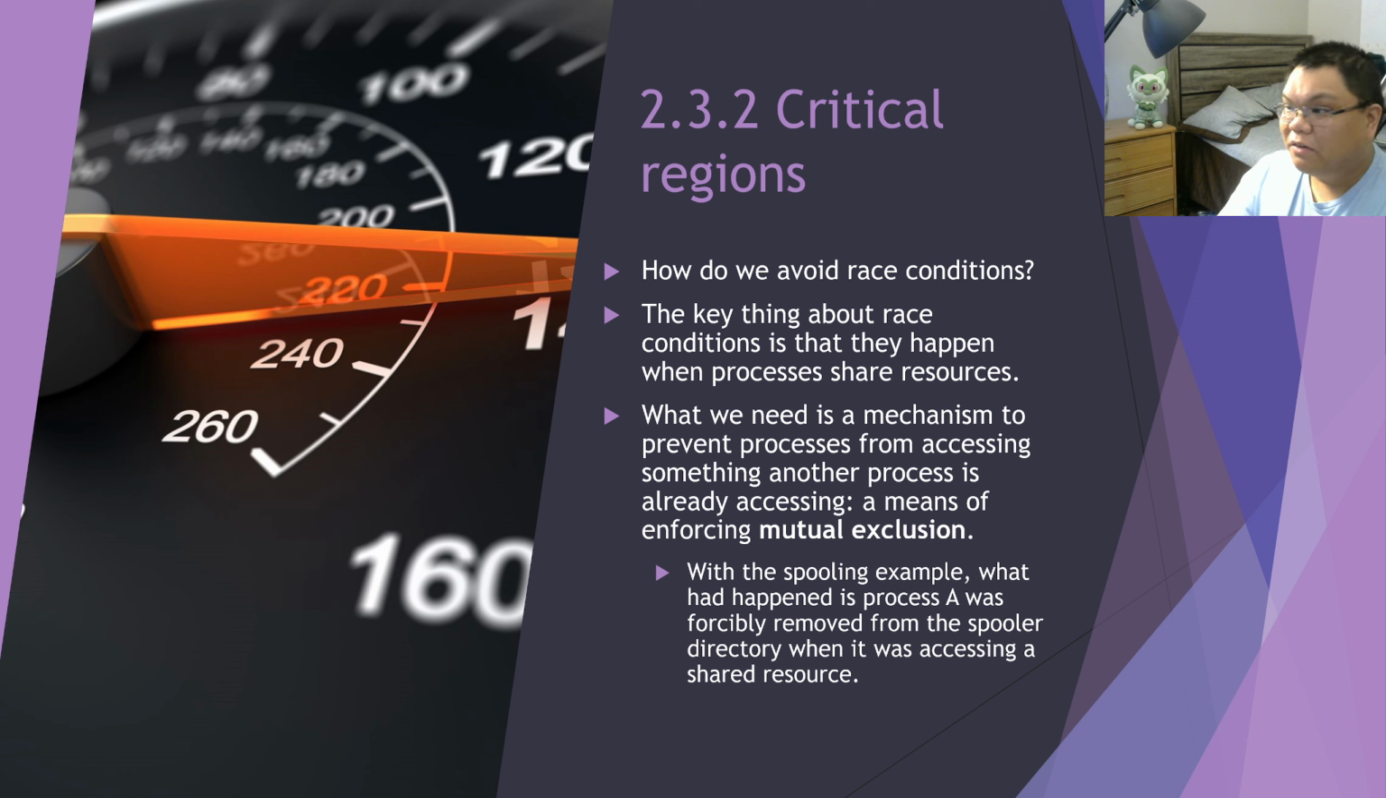So how do we avoid this? Well, the key thing to know about race conditions is that they happen when processes share resources. So all we need is a mechanism that will prevent processes from accessing something another process is already accessing. We need a means of enforcing mutual exclusion. So with the spooling example from earlier, process A was in the middle of doing something with the spooler directory. So process B should not have preempted process A. Rather, process B should have been blocked and then unblocked when process A was done with its work in the spooler directory.